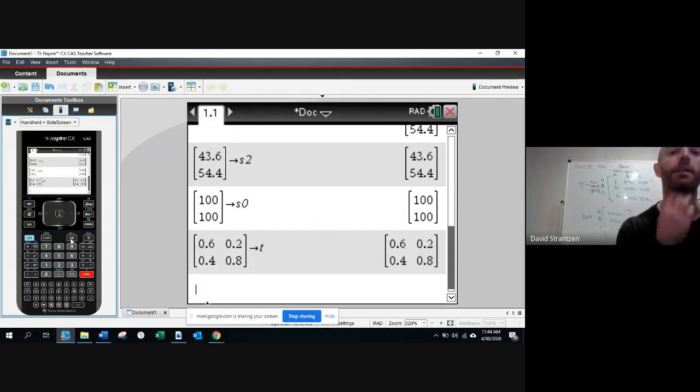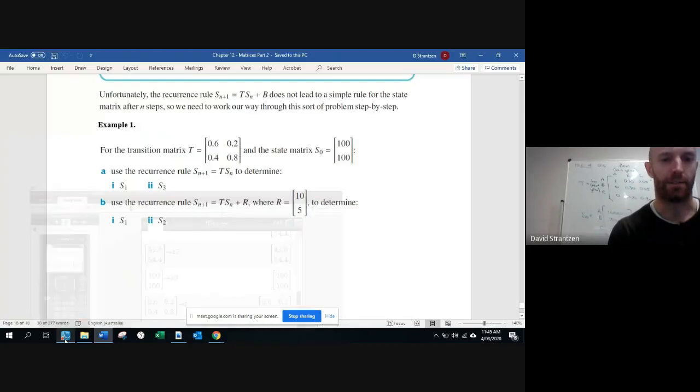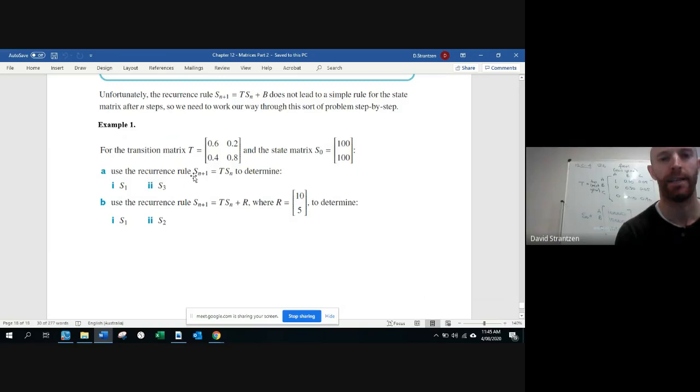So the first part of the question actually doesn't require any matrix to be added at all. This is just similar to what we were doing in 12C part 3. It does say to use the recurrence rule, so I'm not allowed to use the shortcut rule. I'm not allowed to use T to the power of N here. I've got to do it step by step.